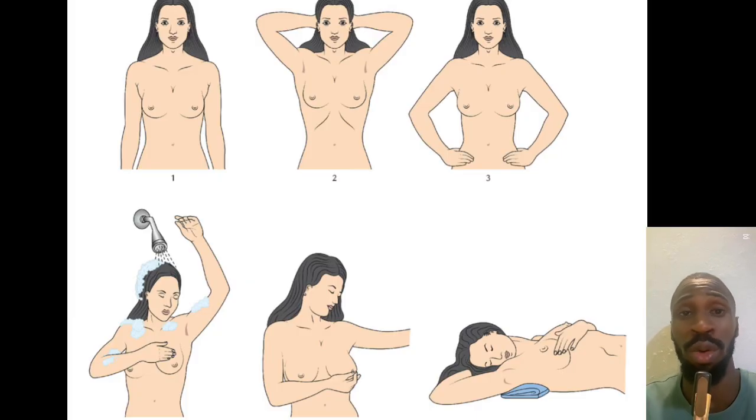Then the fifth one is that you squeeze the nipple. This one, maybe you are not showering, you squeeze the nipple to check whether there's discharge, and you repeat it for the second breast.